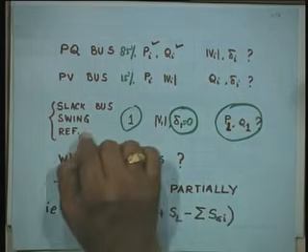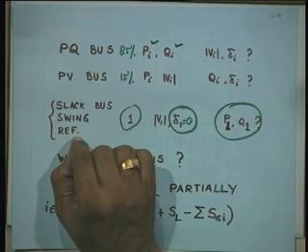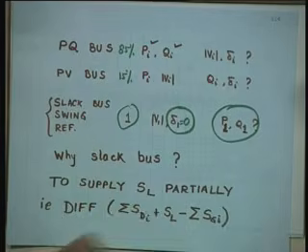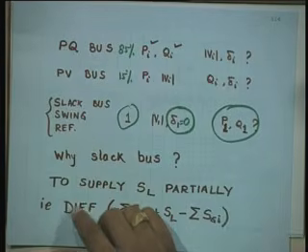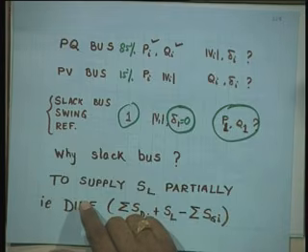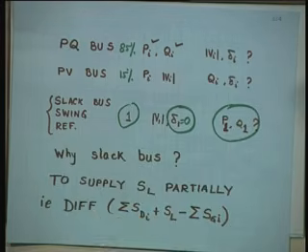Please understand, the slack bus always has a generator attached to it, always, no exception here, unlike the PV bus exception. And mind it, this generator is normally the biggest in the system, and it is icing on the cake if it is centrally located. It is not a must condition, but as I said, it is icing on the cake if it is centrally located.